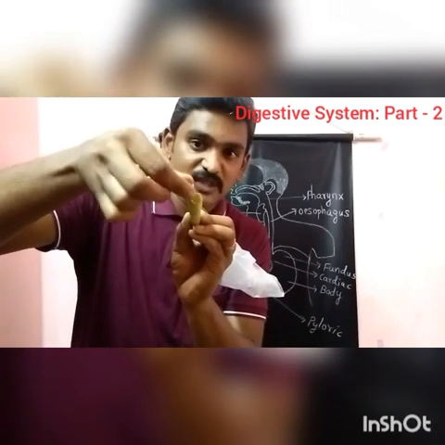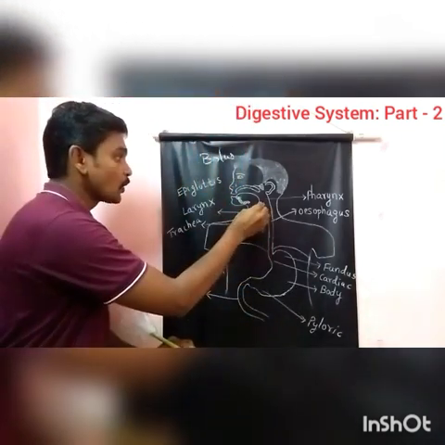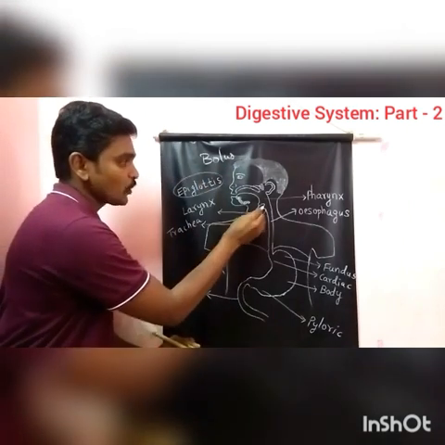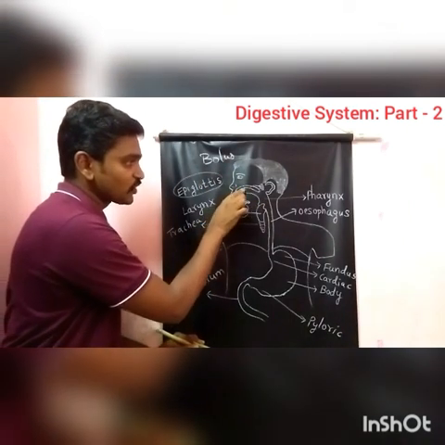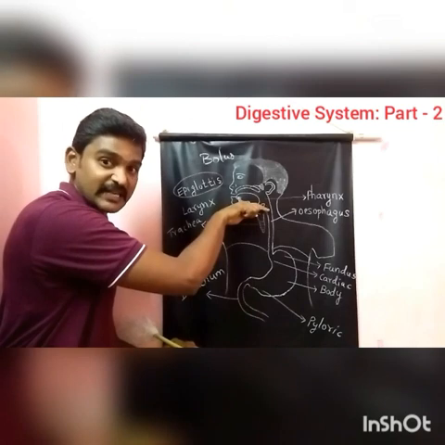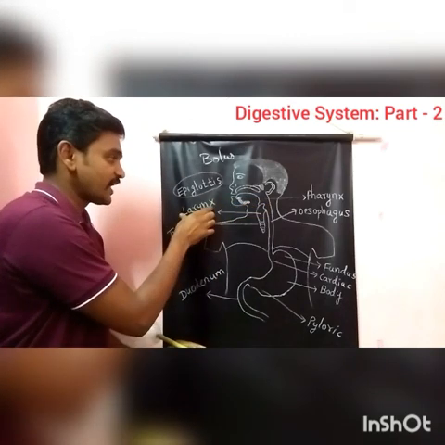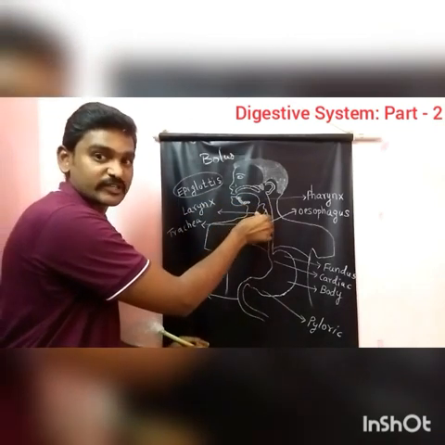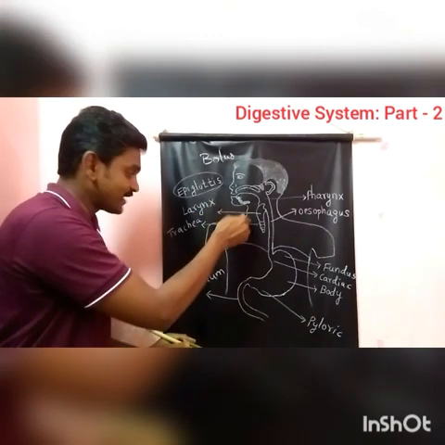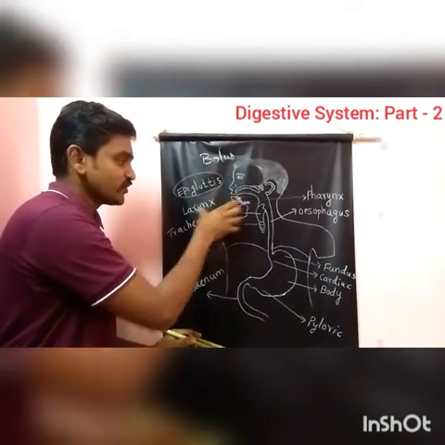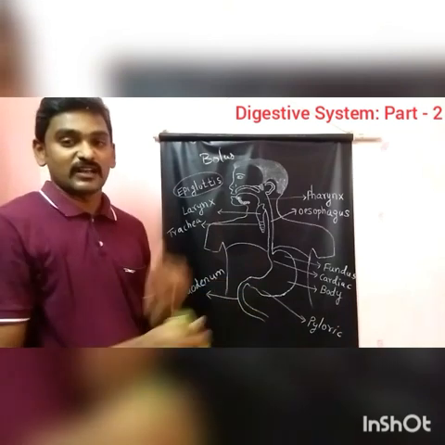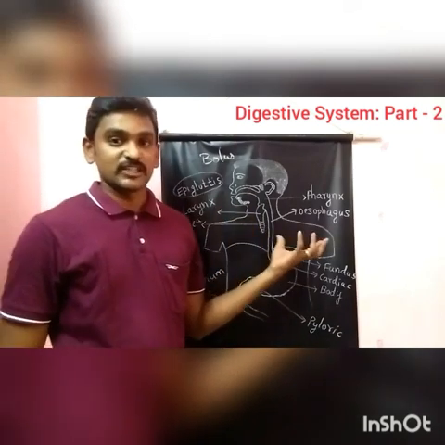This closing portion is called the epiglottis. This epiglottis is present here. Whenever the food comes from the mouth, it will automatically close the opening called the glottis. The glottis continues to the larynx and the larynx continues to the trachea. You can see this in detail when we talk about respiration.